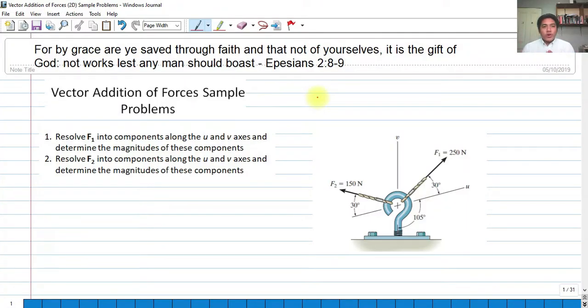Hi guys, so for today we're going to talk about vector addition of forces, sample problems, and we're going to solve some problems including forces in two dimensions. Right, so let's get started.